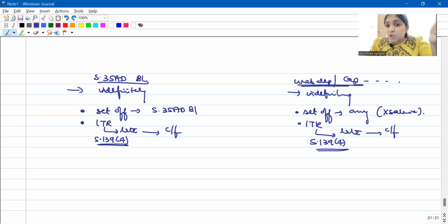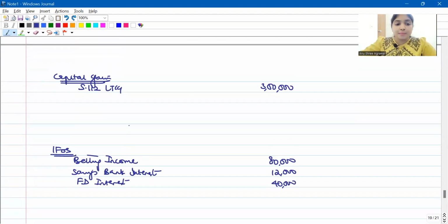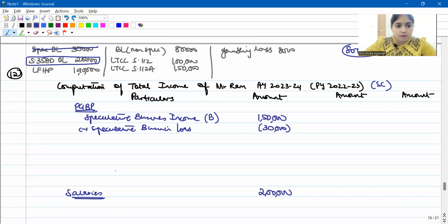Tell me, what is the other loss which you can carry forward even if you file your return late? One more loss which you can carry forward even though you filed your return late? Loss from house property. Perfect. All right. So coming back to my answer now, 35(8) business loss I'm going to carry forward because I don't have any 35(8) business income.